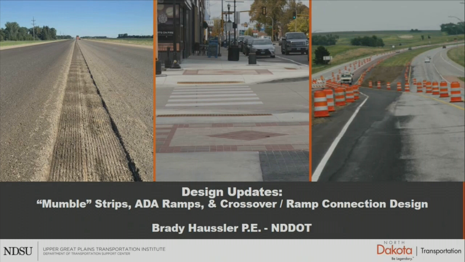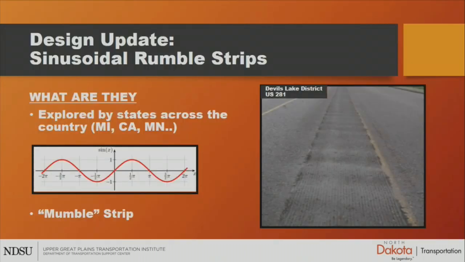So first thing here, a quick overview, sinusoidal rumble strips. What are they? Why should we use those? And then how are we going to get those implemented? What is our strategy there? So what are sinusoidal rumble strips? Like the name suggests, this type of rumble strip has a wavelength or an undulating pattern, like you can see in the image, reminiscent of the sine function.